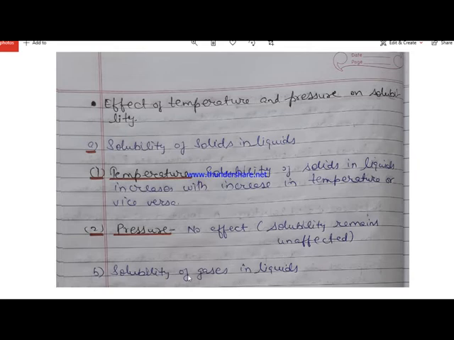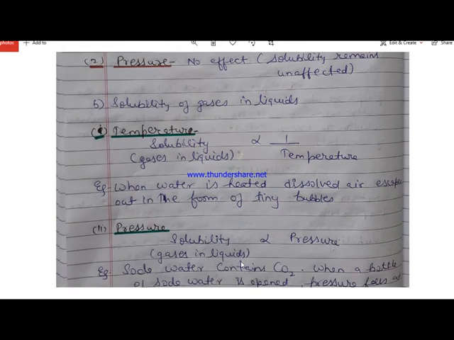Now we will talk about the solubility of gases in liquid. For gases in liquid, if we increase the temperature, then the solubility of the gases in liquid decreases, because it is inversely proportional to the temperature. If we increase the temperature, solubility will decrease, and if we decrease the temperature, then solubility would increase.